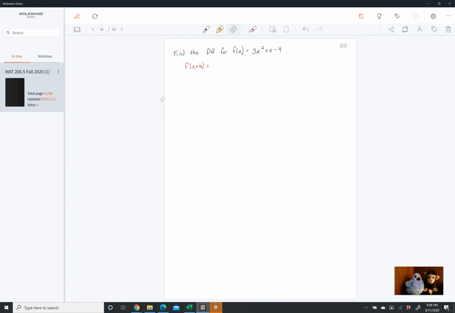So remember, what this means is that every x is being replaced with an x plus h. So you just go through this function. We see 3. Instead of x, it becomes x plus h, and that was squared. Then we have plus x plus h instead of x, minus 4. Okay. So the difference quotient is f of x plus h minus f of x over h.